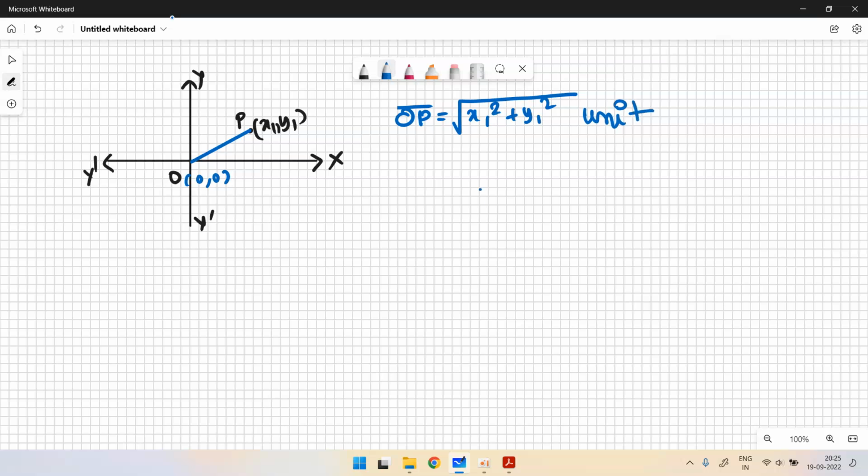And area of any surface or anything in coordinate geometry will be given in unit square.